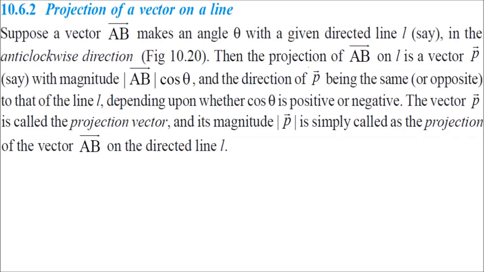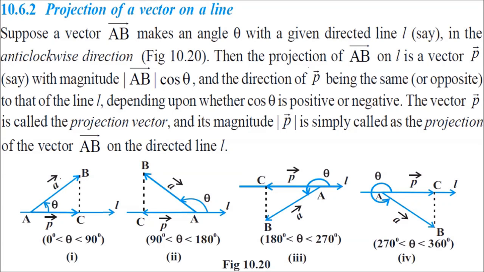Now what is the projection of a vector on a line? Let us see a diagram first. Just suppose that we have a vector AB, and this makes an angle of theta with a given line. Say this is L, in the anti-clockwise direction.